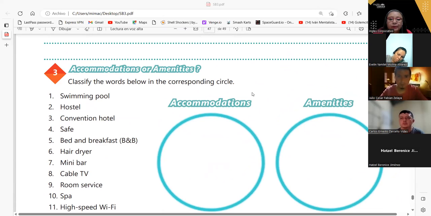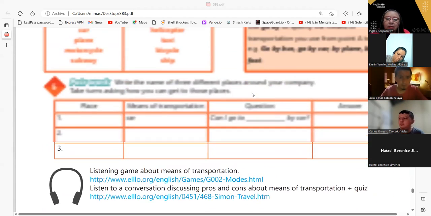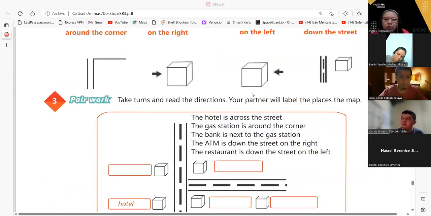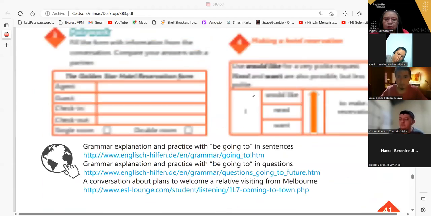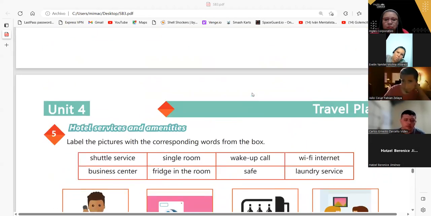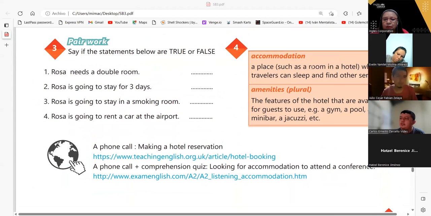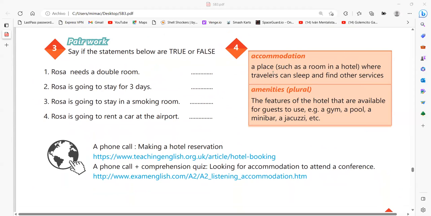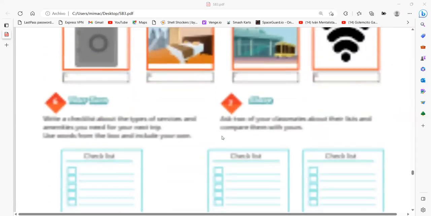Okay, let's remember that here we go, okay? Here we are. Remember, I'm going to have here the two definitions. Teacher, what does cabin means? You have accommodation and amenities. Let's have clear this. What is an accommodation? It is a place, such as a room in a hotel where travelers can sleep and find other services. Okay, that is an accommodation. And amenities, the features or characteristics or extras that the hotel has available for guests to use, for example, a gym, a pool, and a mini bar or jacuzzi, etc.